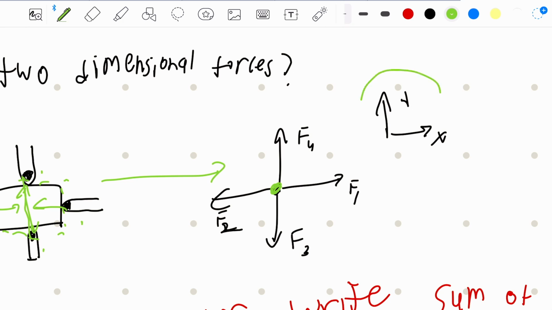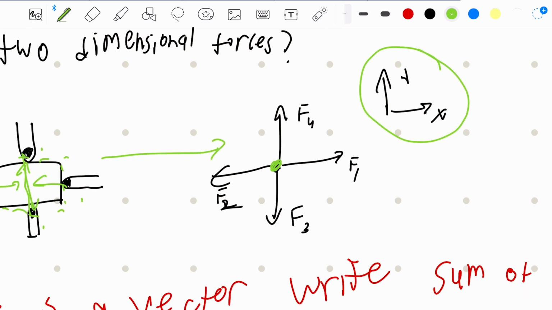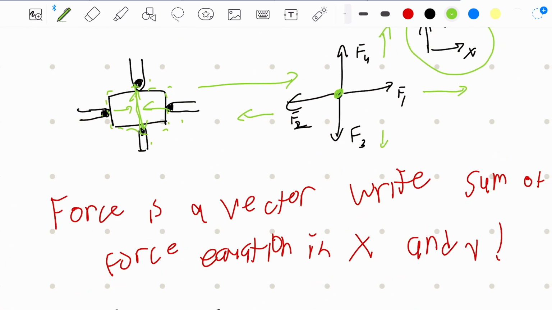Make sure you always have a coordinate axis system so that when you write the sums of forces equation, you can write them accurately. If it's going towards the direction of the positive, it is positive in your sums of forces. If it's going away from that direction, it's negative. So positive force, negative force. And you can write a sums of forces equation for this.